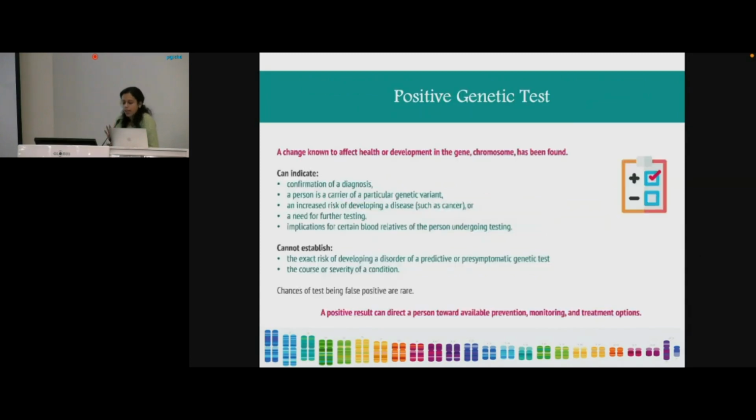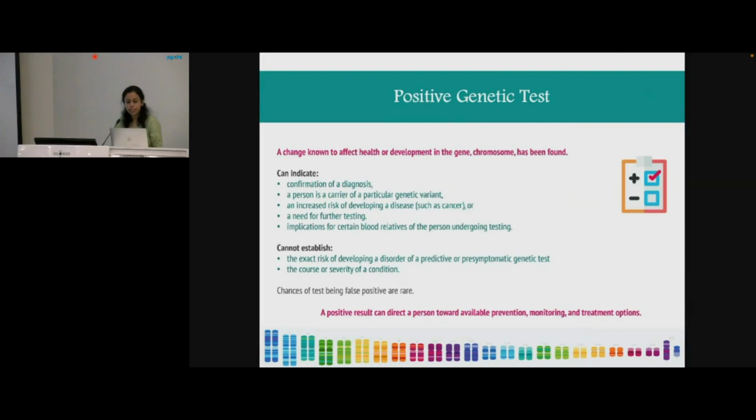Now once you have done the genetic test of your choice, it is very important to interpret the results. So what is a positive test? A change known to affect health or development in the gene or chromosome has been found. It can indicate a confirmation of a diagnosis. It can tell you whether a person is a carrier of a particular faulty genetic variant or not. It can give you an idea of increased risk of developing certain kinds of cancers. Or it can also tell you whether there is any need for further testing or not.